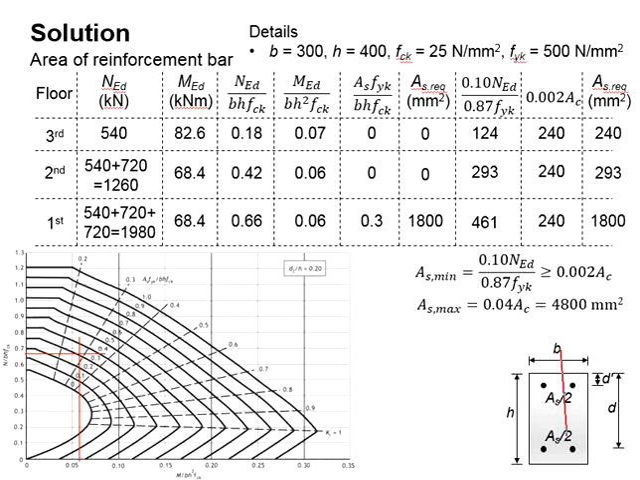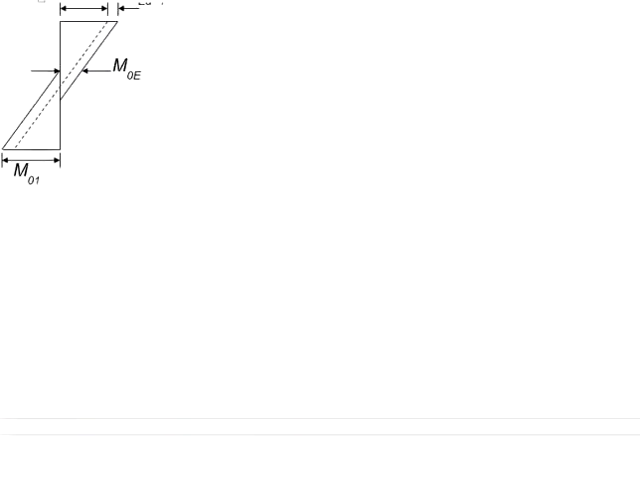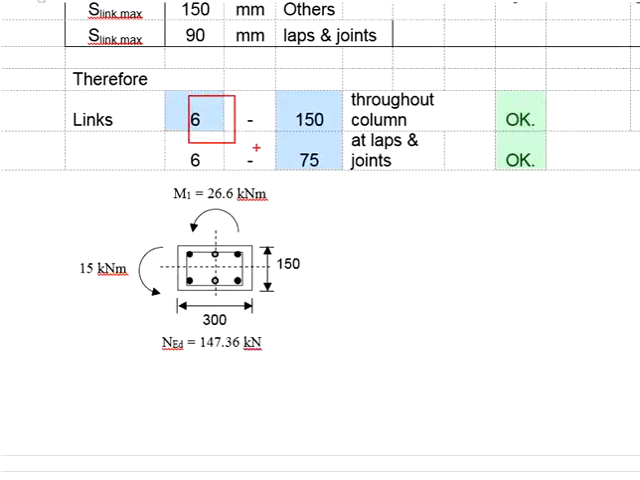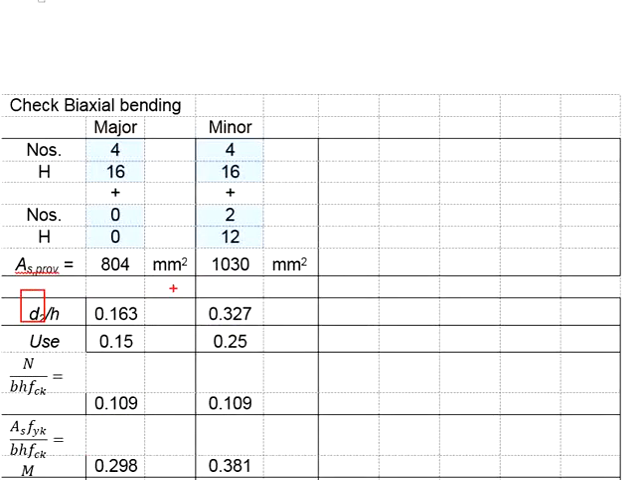And then you will do the same for the minor axis. Get the D2 for the minor axis divided by the H. Now the H here will be the width of the column in the minor axis. Concrete cover equals 35, which we have calculated earlier on. Shearing is 6 mm, also calculated earlier on. And then the bar size is 16 divided by 2. Then you get the D2 for both axes divided by the H.